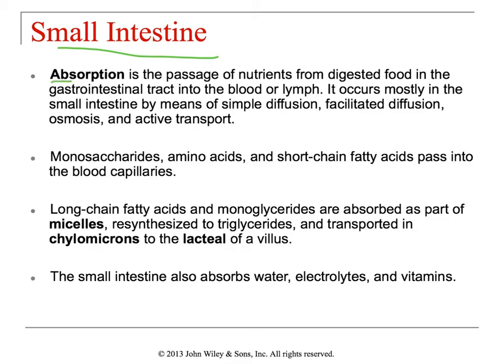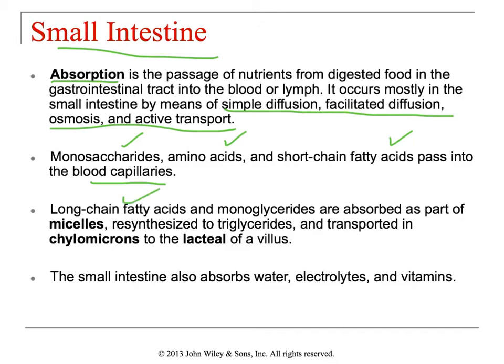Okay, so the definition of absorption: it's the passage of nutrients from the food into the blood or the lymph. It can occur by all those means of cell transport: simple diffusion, facilitated diffusion, osmosis, and active transport. Most things pass into the blood through the capillaries, so monosaccharides, amino acids, and some little fatty acids go in. Everything just dumps right into the blood.